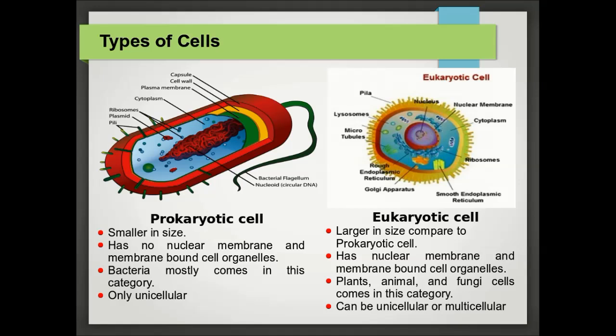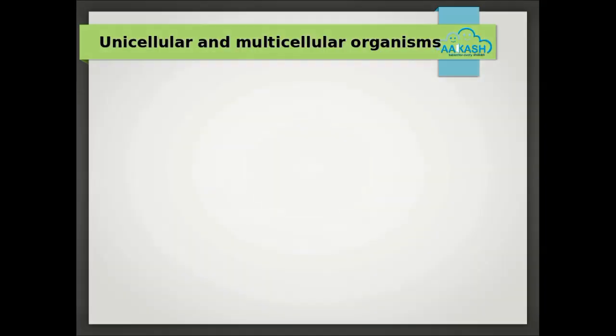Prokaryotic cells are smaller in size. These cells lack nuclear membrane and membrane-bound cell organelles. Examples of prokaryotic cells are bacteria. Eukaryotic cells are larger than prokaryotic cells. These cells have nucleus and all membrane-bound cell organelles. Examples are plants, animals, and fungi.